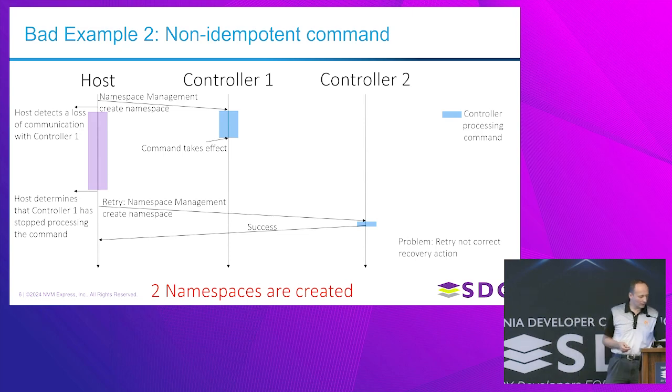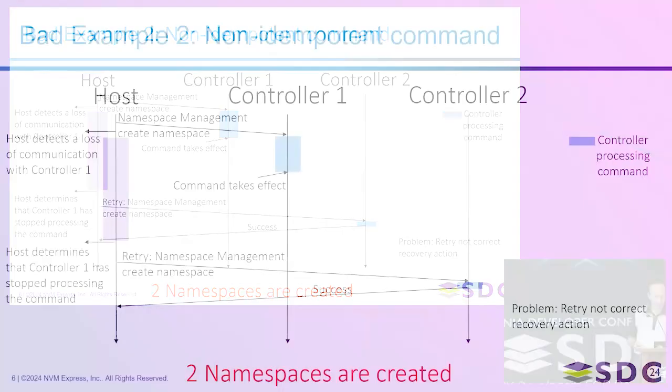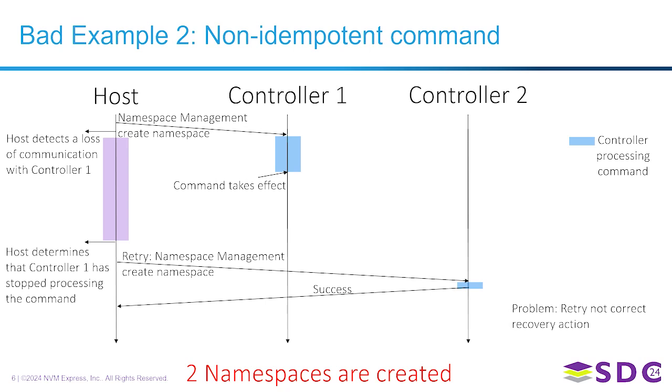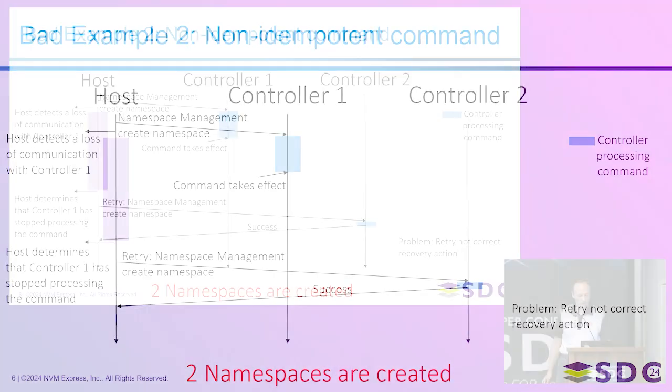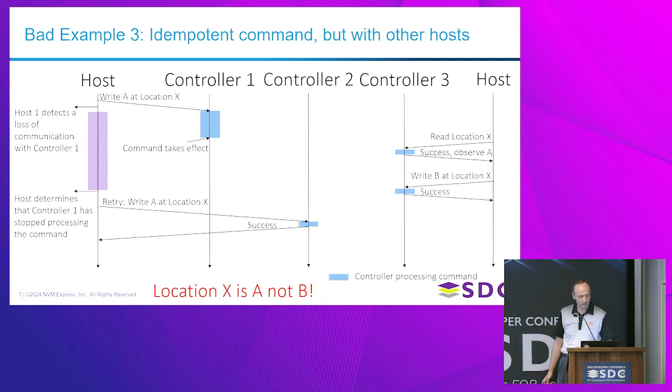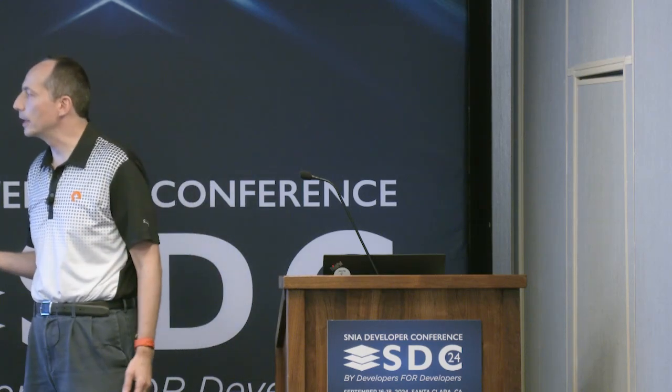Now, going back to the first example that I shared, so that's one example. The problem that we're dealing with here is this namespace management command, the create, is a non-idempotent command. If you issue it over and over again, you're not going to end up with the same result. The command's going to execute and you're going to get cumulative results.